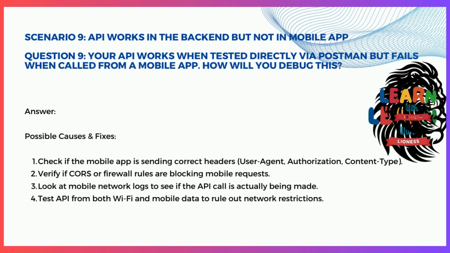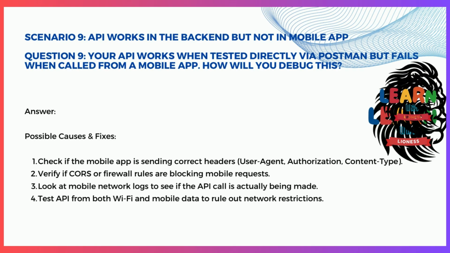Scenario 9. API works in the backend but not in mobile app. Question 9. Your API works when tested directly via Postman but fails when called from a mobile app. How will you debug this? Answer. Possible causes and fixes.